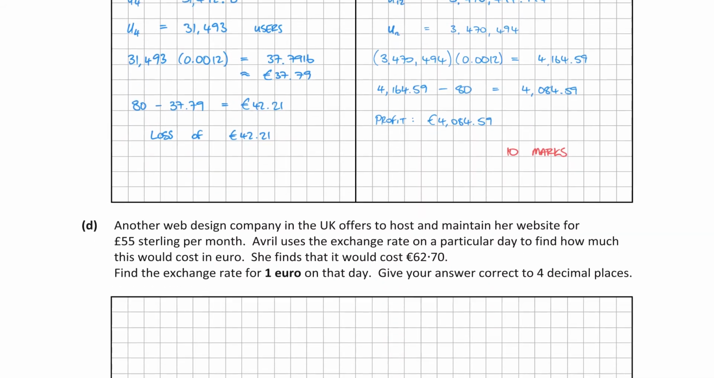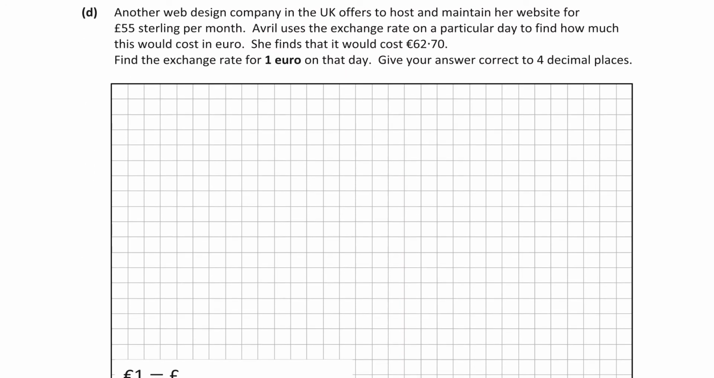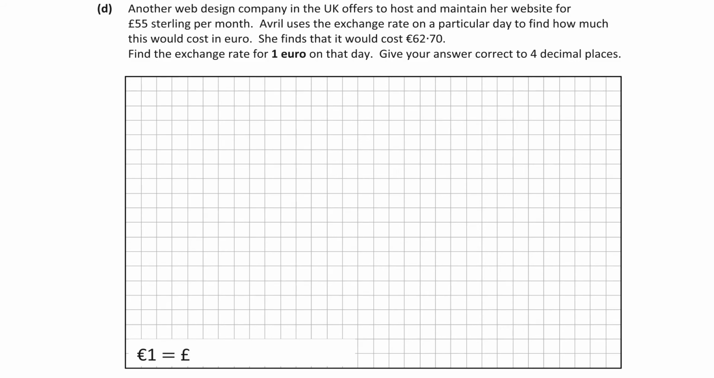So that brings us to part D. It says, another web design company in the UK offers to host and maintain her website for £55 sterling per month. Avril used the exchange rate on a particular day to find out how much it would cost in euro. She finds that it would cost 62.70. Find the exchange rate for €1 on that day. Give your answer to 4 decimal places.